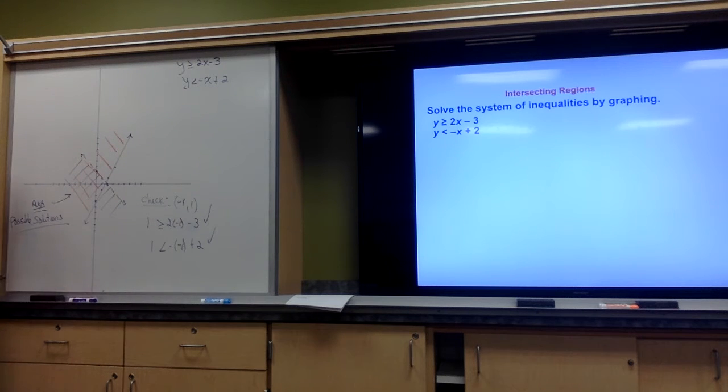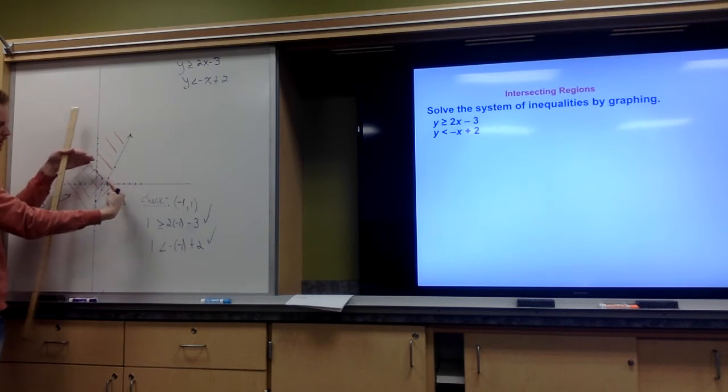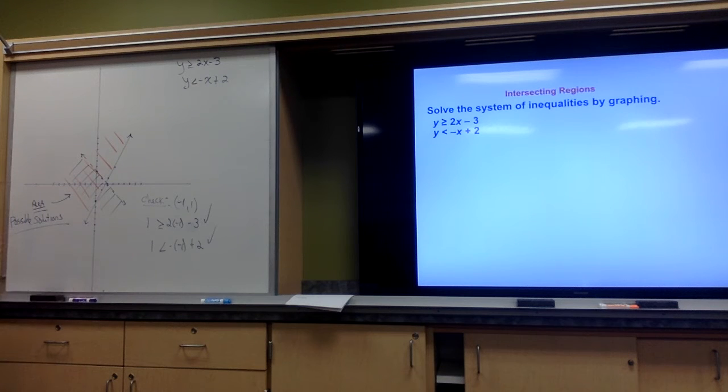Okay. So like I said, if you like to color, there you go. If not, you can still shade it in. Some people can visually see it just in their head. They can say this is going this way, this shading is going down here, so it has to be this set of solutions in there. Okay.